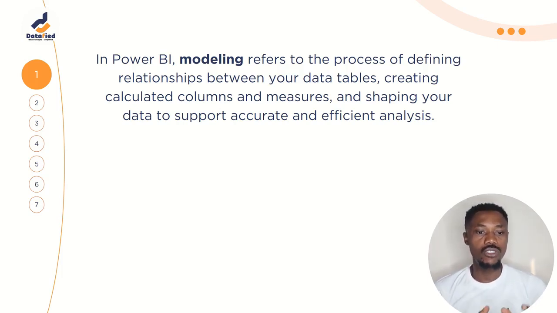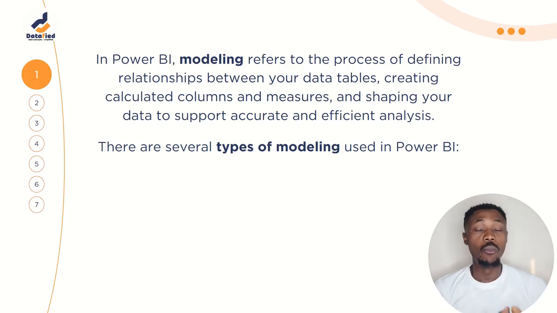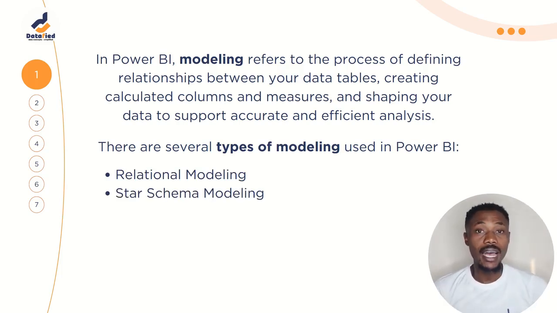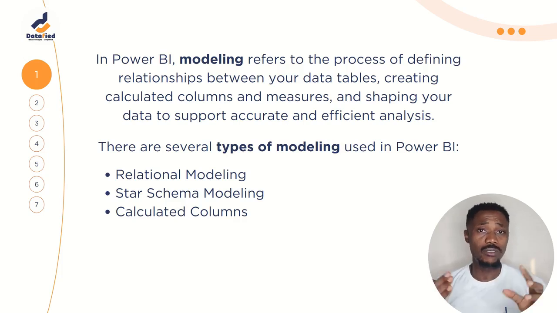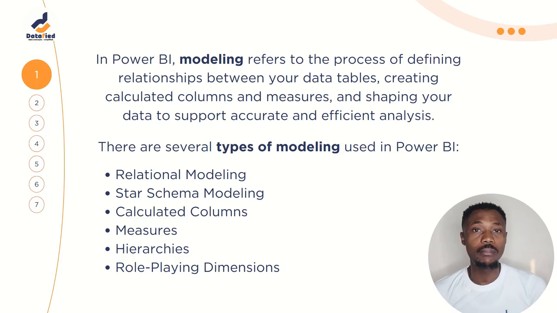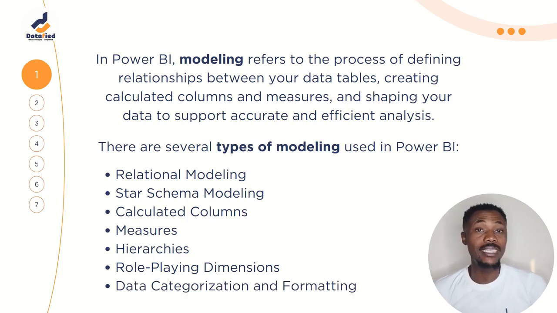So let's quickly talk about some types of data modeling used in Power BI. Number one, we have what is known as relational modeling. We have star schema modeling. We have calculated columns, which fall under modeling structure in Power BI. Measures. We also have hierarchies, as well as role-playing dimensions. And finally, we have data categorization and formatting. These are the various types of modeling used in Power BI.